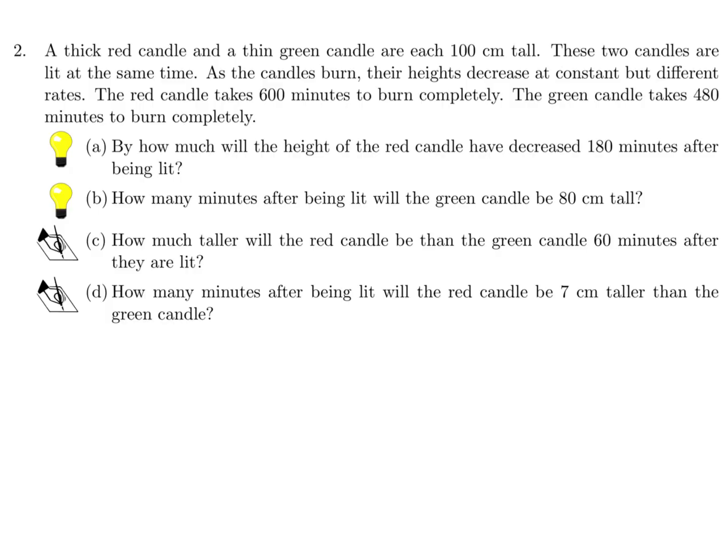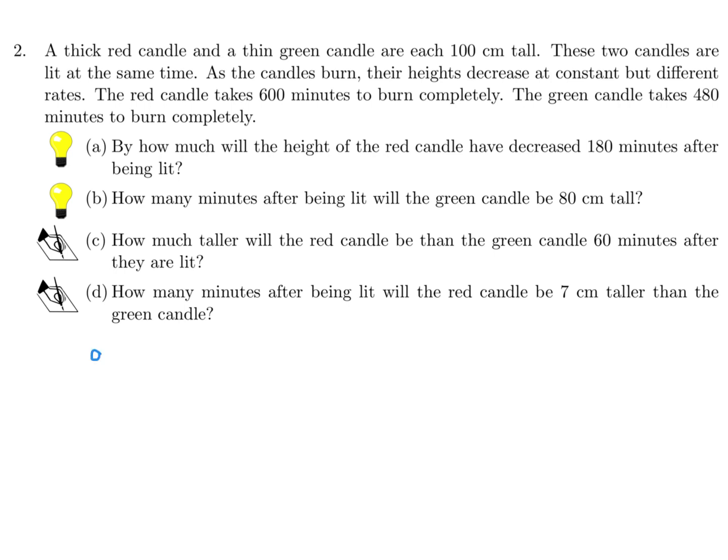A thick red candle and a thin green candle are 100 centimeters tall. These two candles are lit at the same time. As the candles burn, their height decreases at constant but different rates. The red candle takes 600 minutes to burn completely. The green candle takes 480. Okay, so how much will the height of the red candle decrease 180 minutes after being lit?